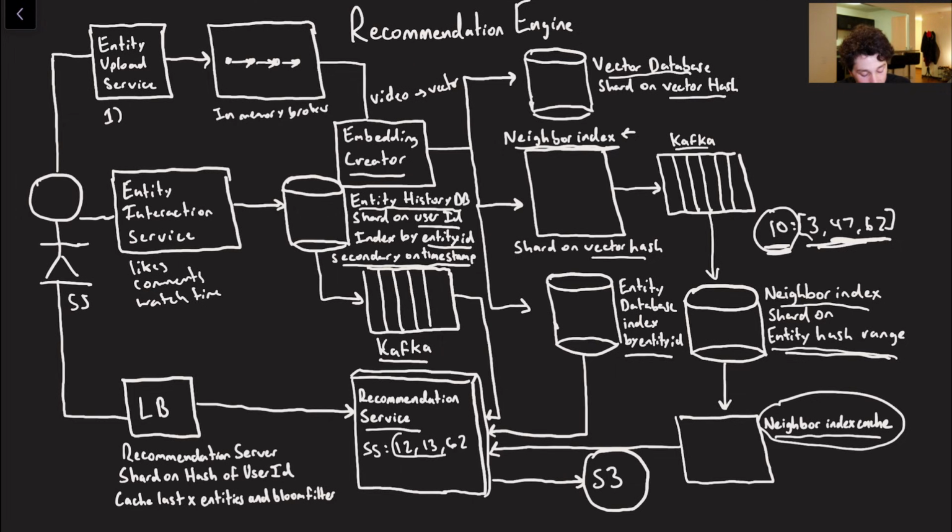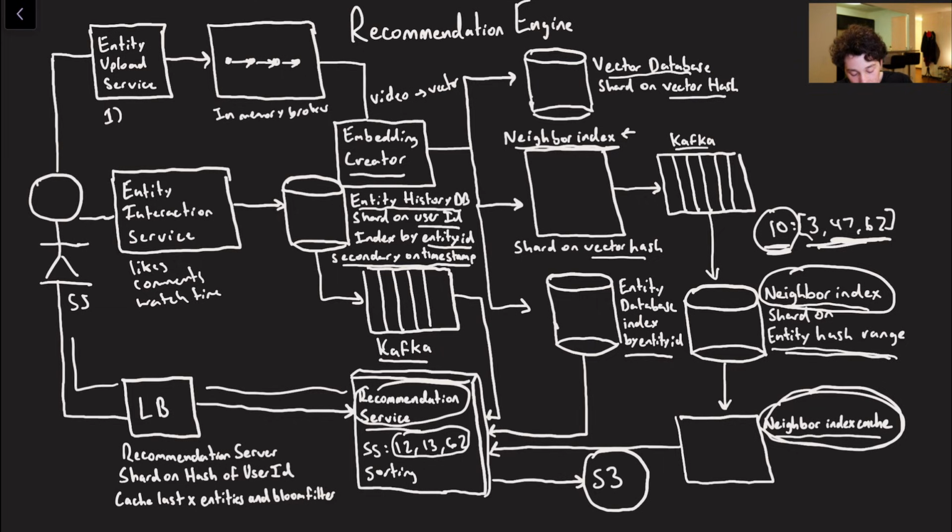So now, when user 55 goes and asks for some recommendations, this recommendation service is going to say, hey, for 12, 13, and 62, go get me the closest entities to that. It's actually going to reach out to the neighbor index cache, which if it's not populated, will reach back to the neighbor index. It's going to figure out all of those closest entities, and then on this recommendation service, we're going to perform sorting, where we use basically a heap and all of these sorted lists, merge them together, and then return them right back to the user.